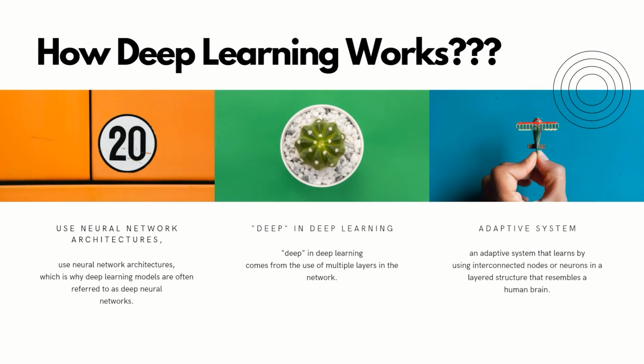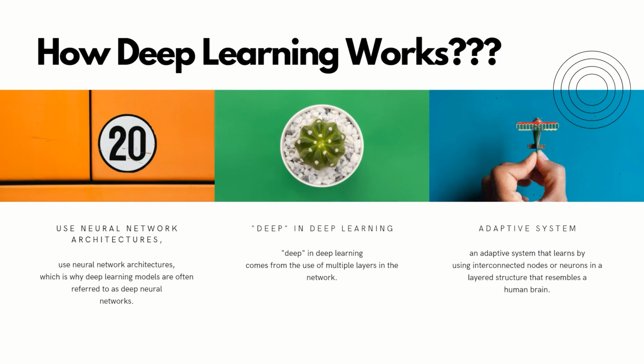Now, let us understand how the entire process of deep learning works in a step-by-step way. The very first thing that we know, and now we are very clear, is that it uses the neural network architecture. Since it uses network architectures, deep learning models are often known as deep neural networks as well. Now, what is the meaning of deep here? Deep comes from the use of multiple layers in the network, as I've shown you in a very simple diagram above, that it consists of an input layer.